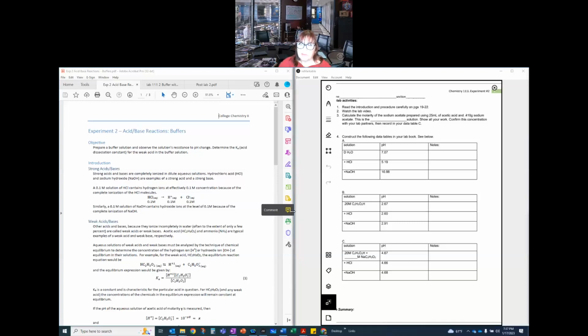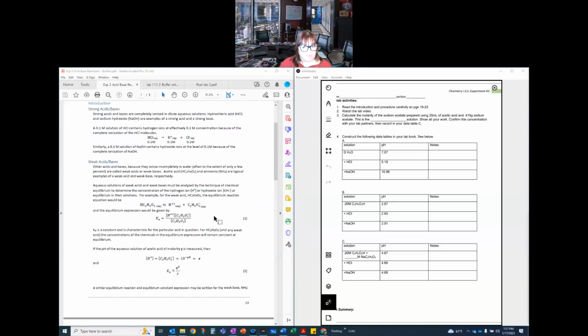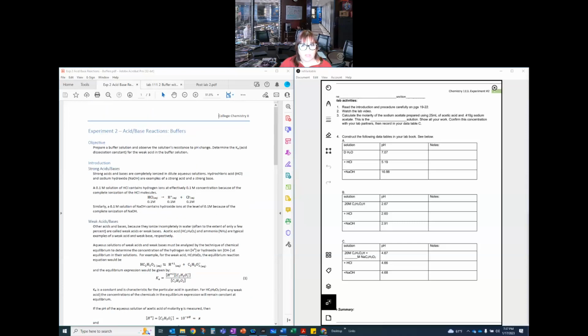Hey guys, welcome to our walkthrough on Lab 2, which is the buffer lab. Now, this is pages, I think, 19 through 21 in the lab manual, and that's these pages over here. The other thing that you're looking at right now, these are the pre-lab activities.